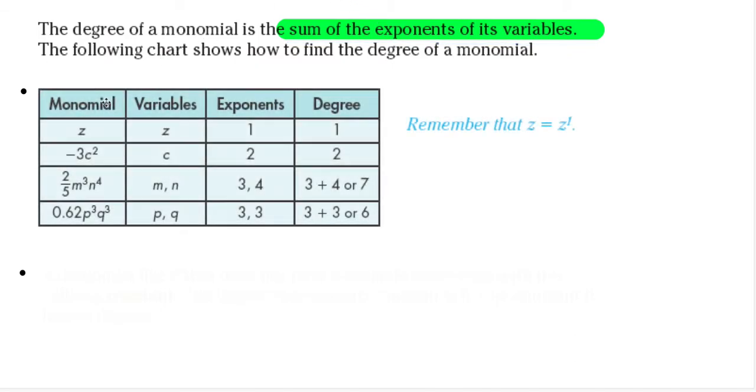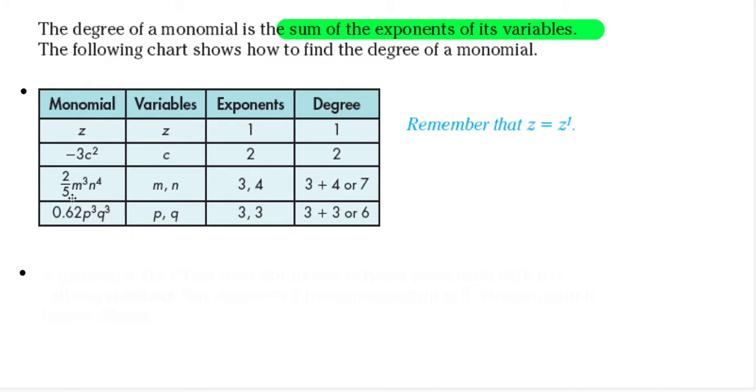Let's look at this chart. We have the monomial z. We know that z is the variable, and the exponent of z is 1. Therefore, the degree of this monomial is 1. If you don't see a visible number on top of z, a superscript, it is understood that it is 1. Negative 3c squared: the variable is c, the exponent of c is 2, so the degree of this monomial is 2.